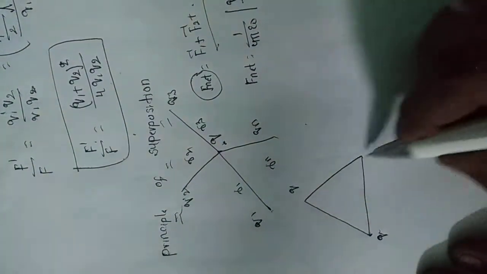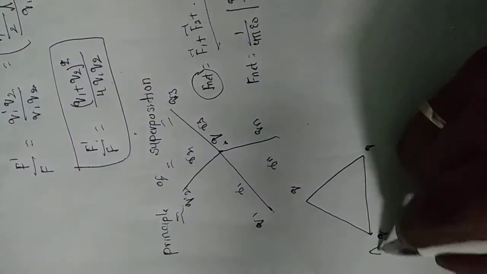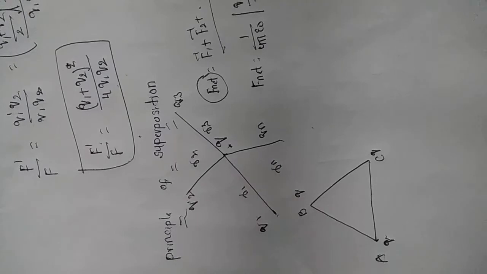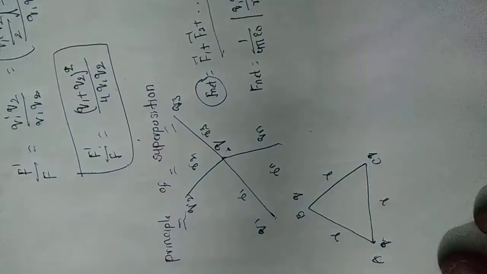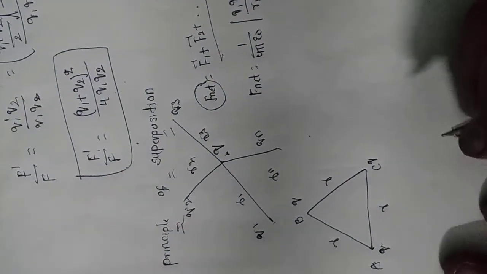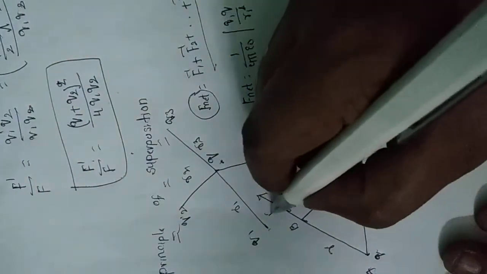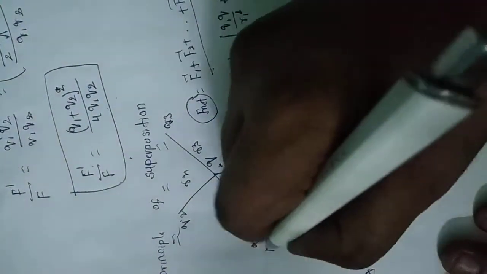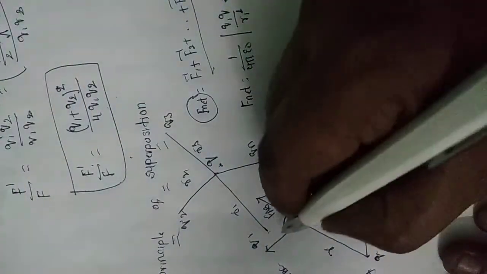Q, Q, Q. Now, what is the force on any point along the vertex? Means force on A, force on B, force on C, we should calculate. Anything will be the same. This is an equilateral triangle, so you get R, R, R. All are identical charges. So what is the net force? For example, on B, this is FAB, and this is FBC, because both are like charges. And this is what angle? 60 degrees. So what is the force now?